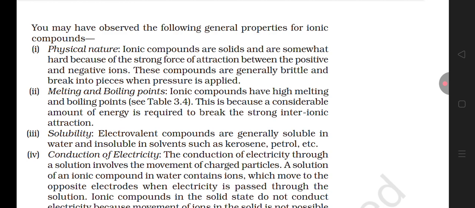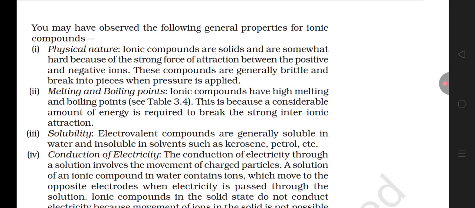If they didn't have a high force of attraction, they would be in the form of liquid or gas, but they are very closely attached by electrostatic force of attraction, so that's why they are in the solid state. Now, melting and boiling points: ionic compounds have high melting and boiling points because a considerable amount of energy is required to break the strong interionic attraction. Solubility: electrovalent compounds are generally soluble in water and insoluble in solvents such as kerosene, petrol, etc.